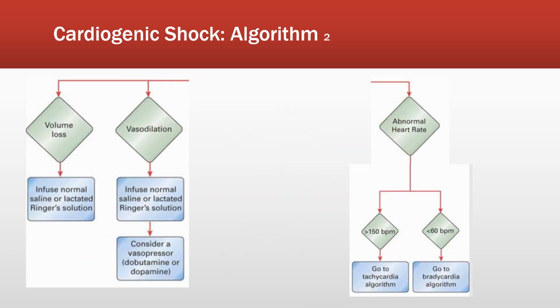With shock due to volume loss, you're going to stop all the bleeding and infuse lactated Ringer's or normal saline, normally 20 cc's per kilo. If it's caused by vasodilation, you're thinking anaphylactic shock or neurogenic shock. Infuse normal saline or lactated Ringer's and fill up the container. And then consider vasopressors, dopamine or dobutamine, to squeeze down that container. If you're thinking it's an abnormal heart rate, it just depends on how fast or slow it is. If it's over 150 beats a minute, go to the tachycardia algorithm. If it's less than 60, go to the bradycardia algorithm.